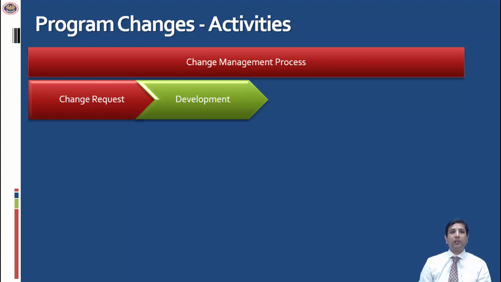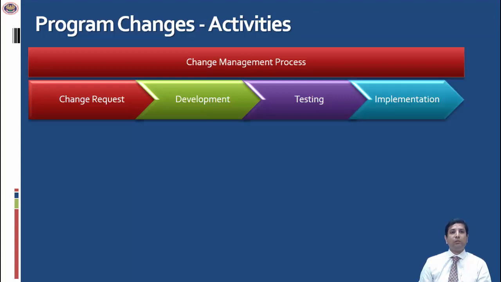The next phase in the process is the testing. Once the program is developed, then the testing is performed to check whether the program is working as it is intended. Here, various types of testing can be done. It can be user testing, it could be unit testing, or user acceptance testing. And once the change is tested, it is implemented into the ERP. This is also called the go live phase.